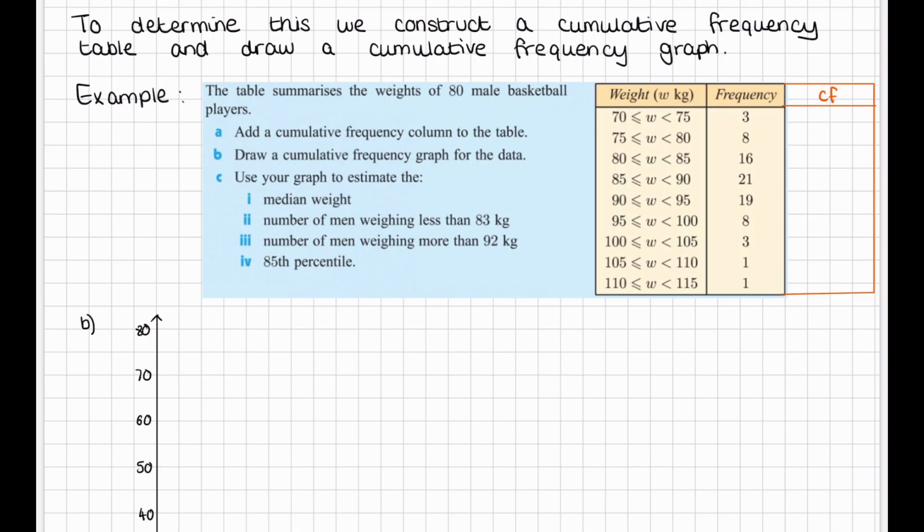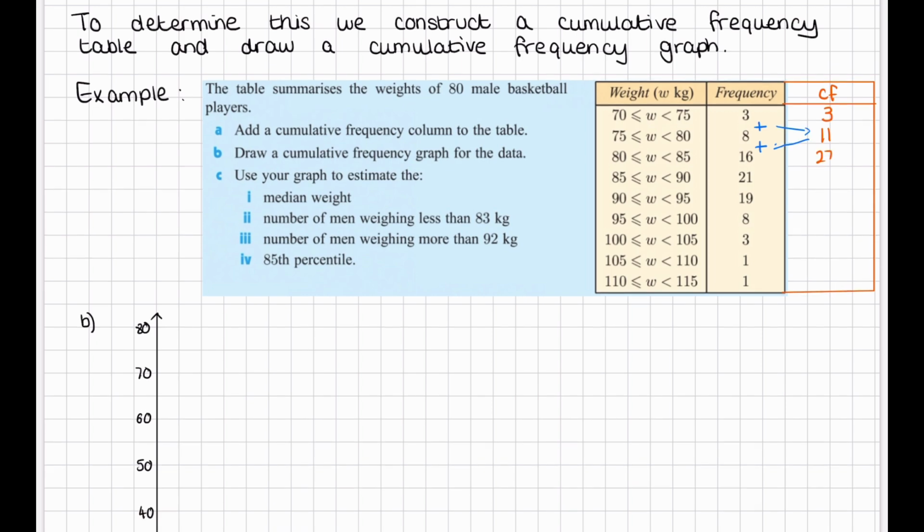Now to create the cumulative frequency column, all we need to do is accumulate all the frequencies. It's that simple. Start at the top, our first frequency is 3, so that's going to stay the same. But to make the next number in the cumulative frequency table, we just add the next number. So we add the 8 on, so 3 plus 8 is 11. Our next number in our frequency table is 16, so we add the 16, which gives us 27. Then we keep on doing that for the rest of the table.